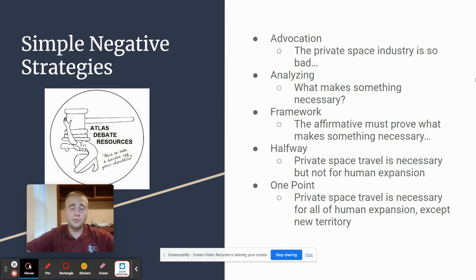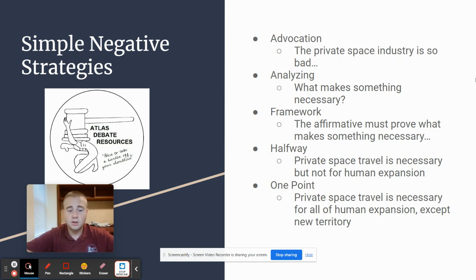Next is the framework. And the framework, while not as common on the negative side, is just as powerful a strategy. Again, remember in UIL LD, you create your win-loss, you create your voting issues as you go along. So as a negative, you can create that framework right in your case and show the affirmative must prove what makes something necessary. They have to prove that it is necessary before they can make any other claims.